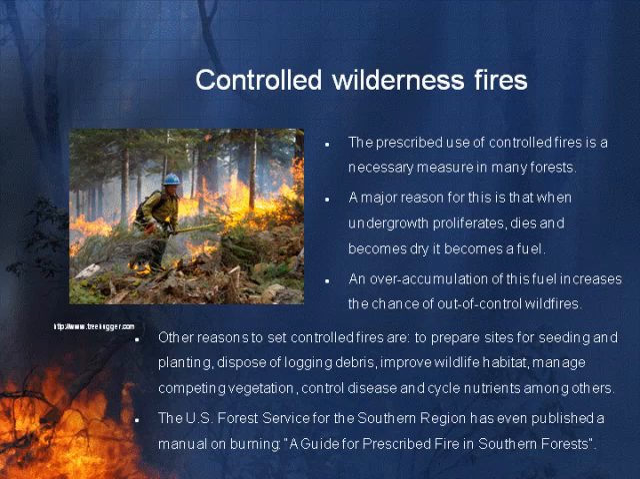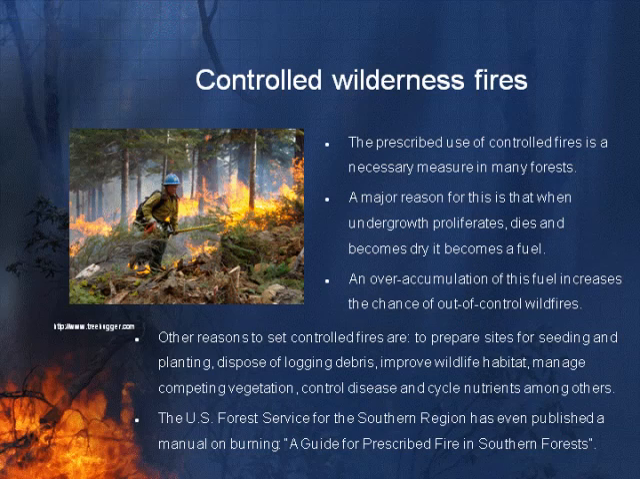There's also something that the Forest Service does called using prescribed fires. This is where they purposefully set the forest on fire. A major reason for this is that when undergrowth dies, it becomes dry, it becomes a fuel. Also, believe it or not, we've gotten so good at preventing a lot of forest fires that we actually allow this underbrush to proliferate where it naturally wouldn't, because we're preventing a lot of fires. This underbrush is a fuel and causes an exacerbation of the process. An overaccumulation of fuel increases the chance of out-of-control wildfires.